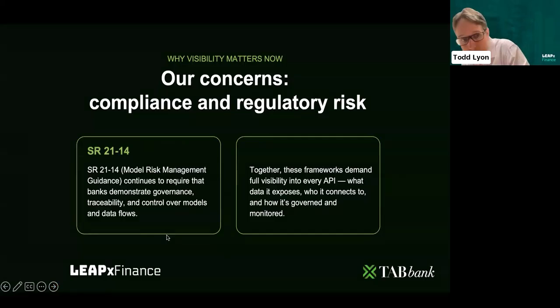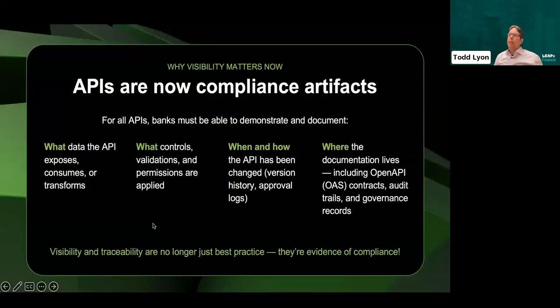As part of this, SR 21-14 model risk management guidance is something we've looked at as well. And I think something that Tyke has actually helped point out to us is that together these frameworks, we kind of reviewed some of these actual stipulations. These frameworks demand full visibility into every API we have. So what data we're exposing, who it connects to, and how it's governed and monitored. I think the main takeaway here is our APIs are now compliance artifacts.